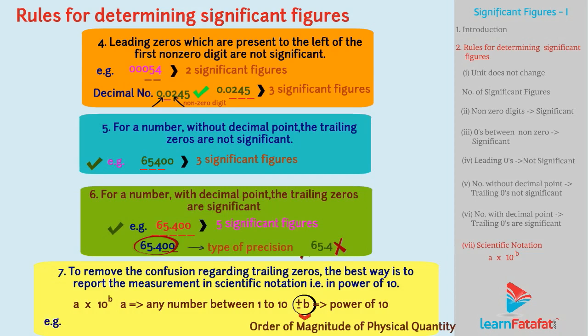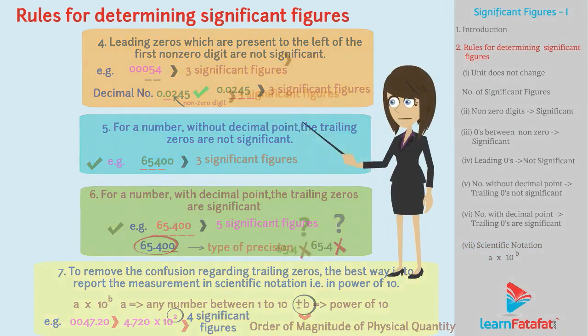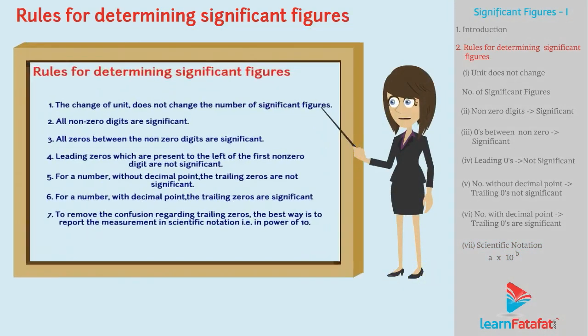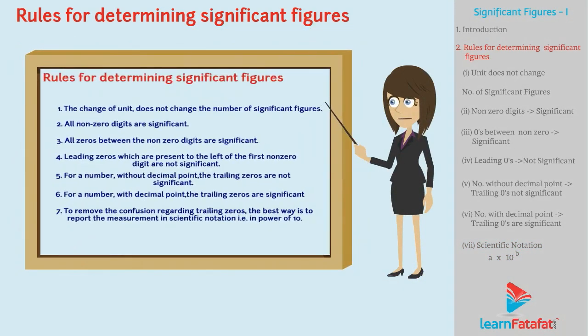For example, 0047.20 can be written as 4.720 into 10 to the power 2, where the significant figures are 4, order of magnitude 2. Dear students, with these rules, it is possible to find the significant figures in any number.